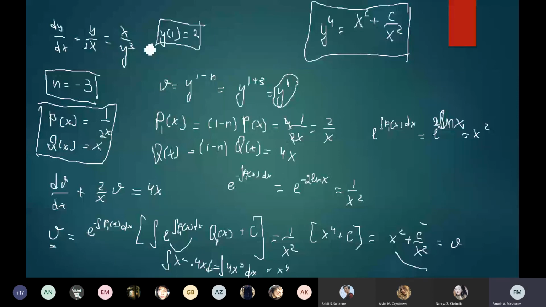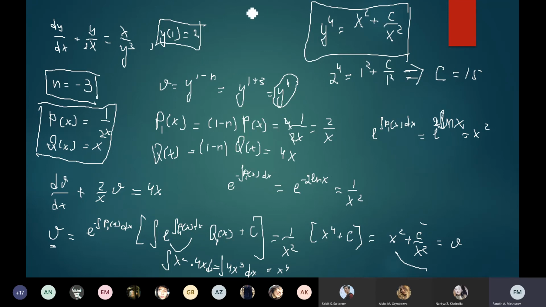Okay, so what I need to do next? I need to find such c that if I put instead of x 1, I need to obtain y equal to 2. So I put instead of y 2 to the power 4, I need to put here 2 to the power 4 is equal to what? Instead of x squared, I put 1 squared plus c over 1 squared. So as you see, from here I need to find c. C is equal to what? C will be 15. Am I right? Because here will be 16, and 16 minus 1 is equal to 15.